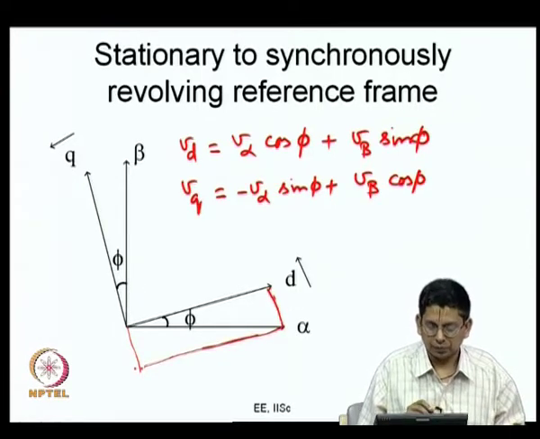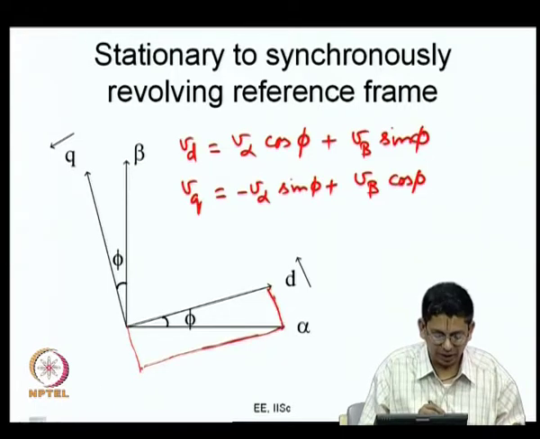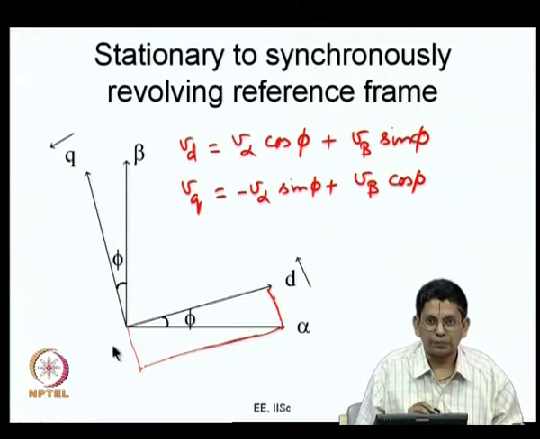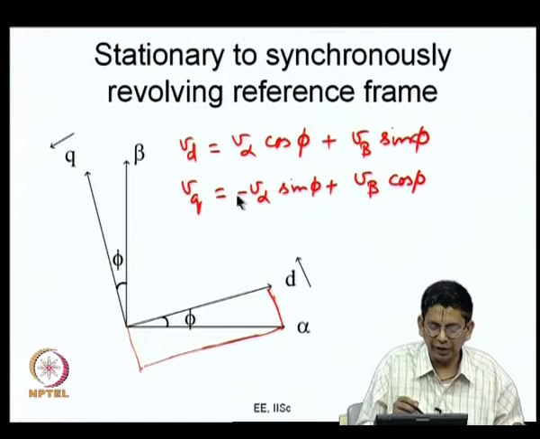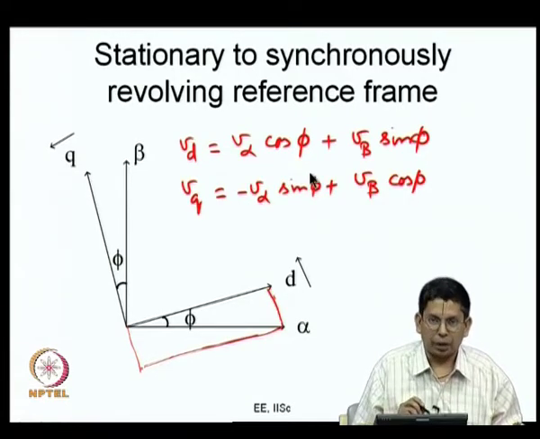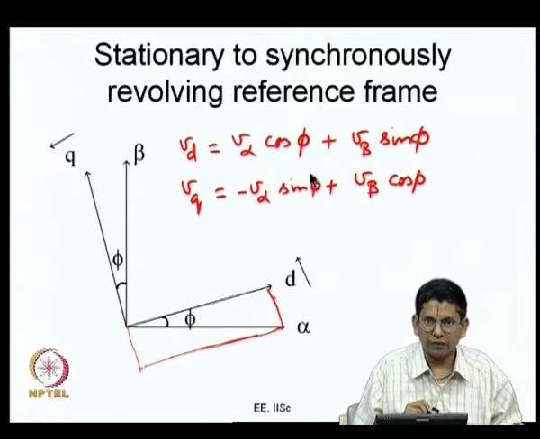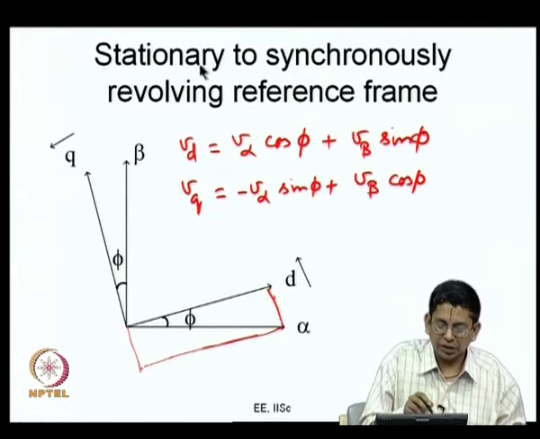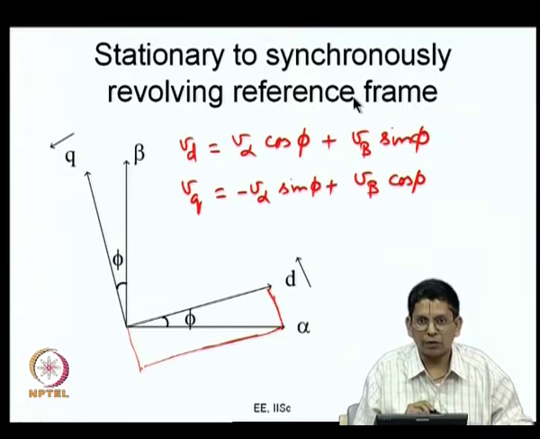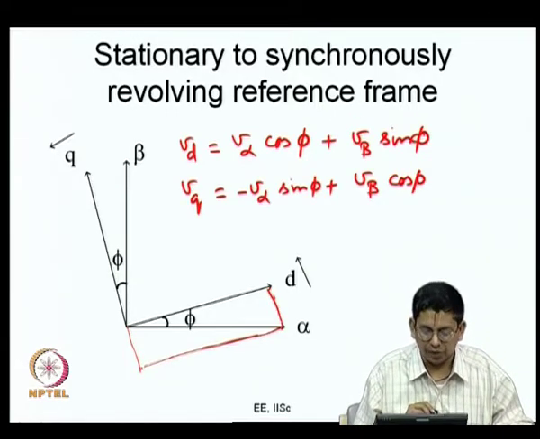So, given V alpha, V beta and this angle phi, you can compute Vd and Vq. The same way, you can very easily write the inverse of this transformation. Given Vd, Vq and phi, you can compute V alpha and V beta. So, you can move from the stationary reference frame to the synchronously revolving reference frame, or back from the synchronously revolving reference frame to the stationary reference frame now.